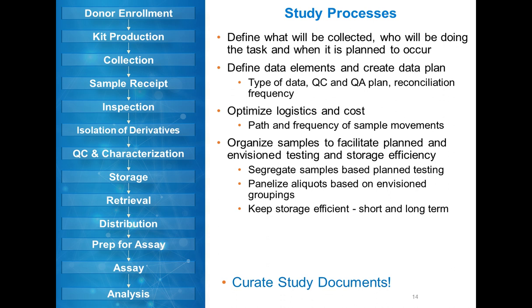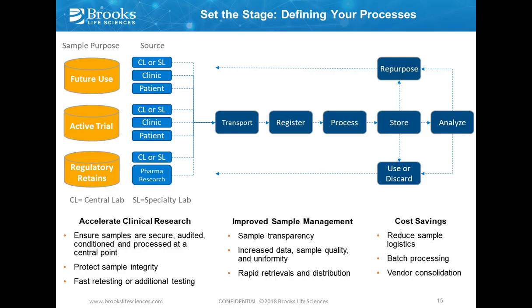Also, when you optimize logistics, you can really have a big impact on the overall cost associated with the sample portion of your trial. So looking at the frequency of sample movements that are going to be required and organizing the samples in such a way that really allows you to facilitate access to those samples is key.